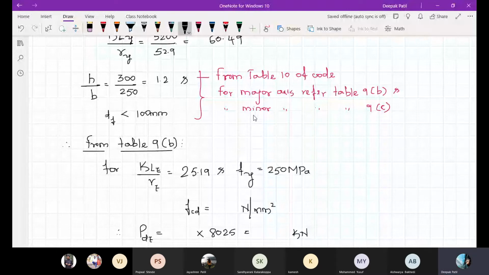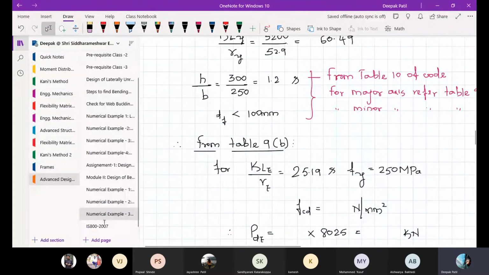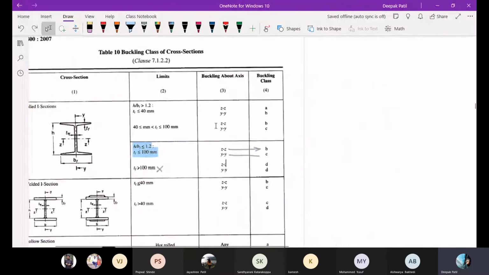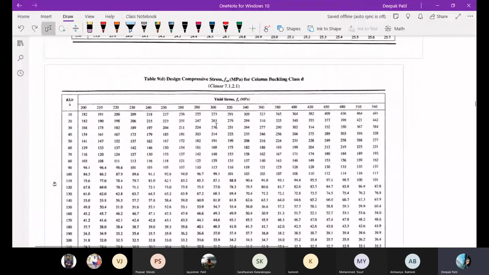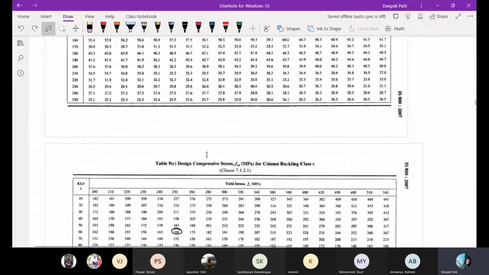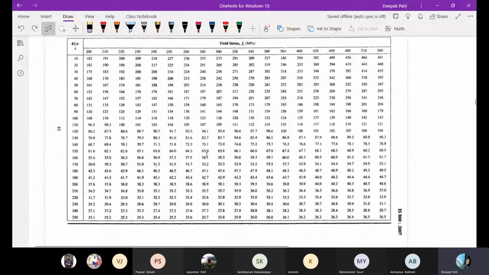And for Fy equal to 250 megapascal, what will be the value of FCD? So let us come back to IS 800 2007. Now I need to refer table 9B for major axis. Here it is, table 9B. So my KL by R is something around 25. I will take it as in between 20 and 30, 25, and you have to refer for 250. So your FCD will fall somewhere in between this.